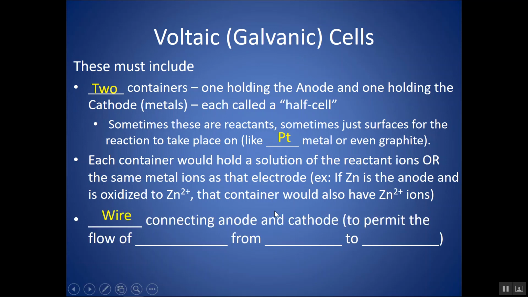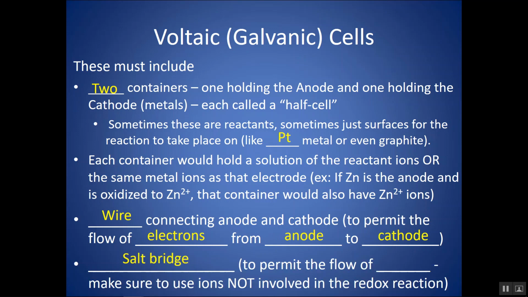Don't forget you need a wire connecting anode to cathode because electrons go through the wire always from anode to cathode. They don't go through the salt bridge, they go through the wire. And don't forget you'll also need a salt bridge to prevent charge buildup, to allow the flow of ions, in the form of some type of strong electrolyte that's not actually involved in the reaction.